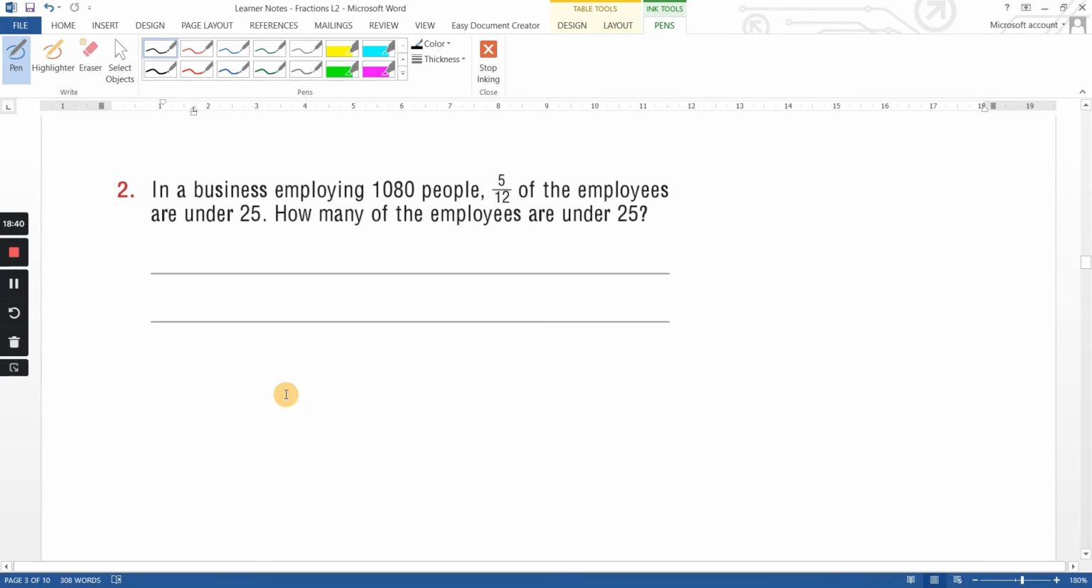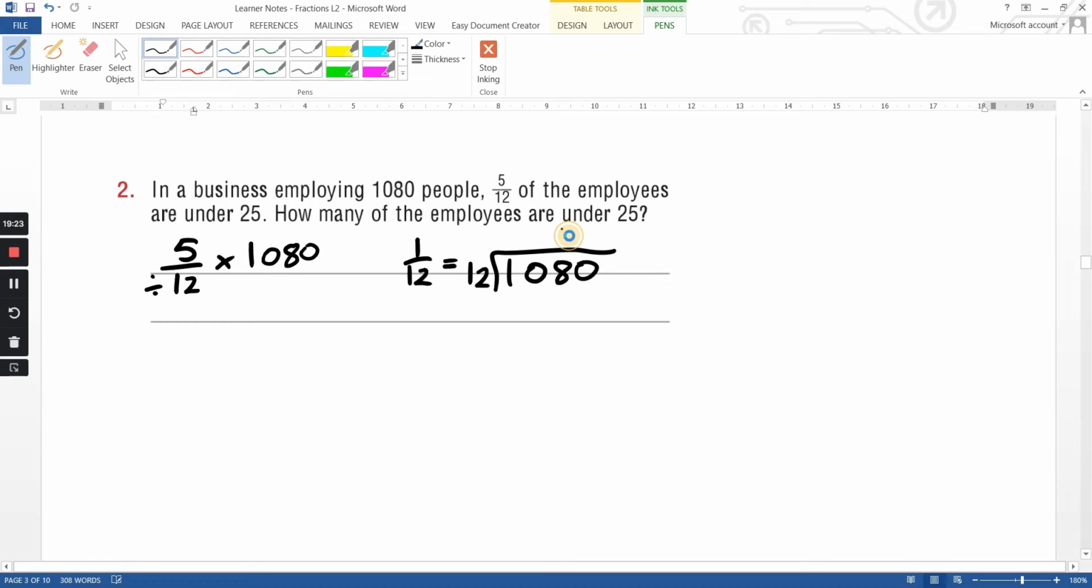Yep. Question 2. In a business employing 1,080 people, 5/12 of the employees are under 25. How many of the employees are under 25? So I need 5/12 of 1,080. Let's do 1/12 first by dividing by 12. So let's put that in the bus stop. 12 on the outside. And that's going to be 9, isn't it? And I've got a 0 there as well. So that's 90. And then 5/12 will be 5 times that.